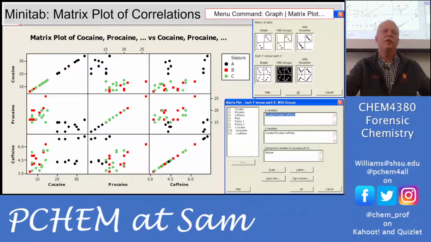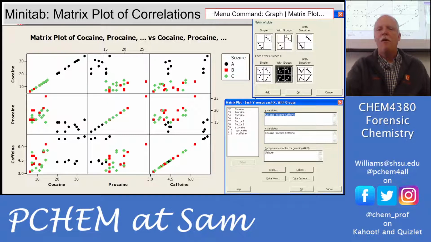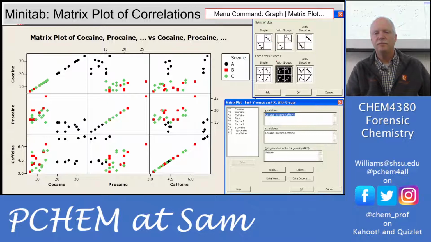Now this one is a really confusing plot, but it's okay. It's called a matrix plot of correlations. So if you go to graph and click matrix plot, you get all kinds of these options here. I did, again, each Y versus each X, so I'll fill out the full matrix. Notice some of these different plots. You can have just the simple plot or the simple one with groups, or you can smooth the data, like draw lines on it. If I'd chosen this one, it wouldn't show the diagonals. Okay, notice the diagonals are missing here. But if I show the diagonals, we can see what we get out of those.